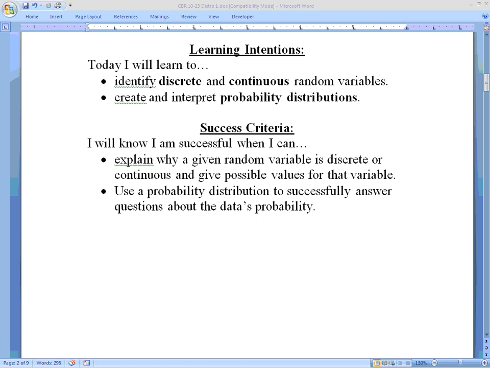Hello, calculus students, and welcome to an online lesson. Today we're going to be talking about discrete and continuous random variables and something known as probability distributions. The next few chapters will all be focusing on this word distribution. So we're starting a whole new unit here. And without further ado, let's jump right in.